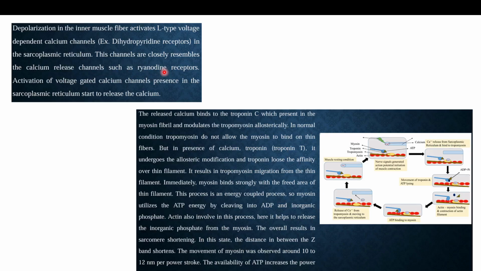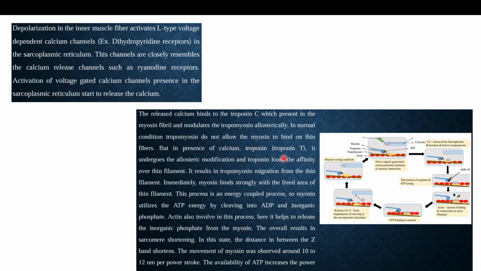which start releasing calcium from the sarcoplasmic reticulum. Now what happens is, upon calcium ion release from the sarcoplasmic reticulum, it binds to troponin C or TPC, which is present in the myosin fibril and modulates the tropomyosin allosterically. So in normal condition, tropomyosin doesn't allow the myosin to bind on actin fibers, right? It masks the myosin binding site. Okay. Now what happens when calcium is actually released from the sarcoplasmic reticulum?